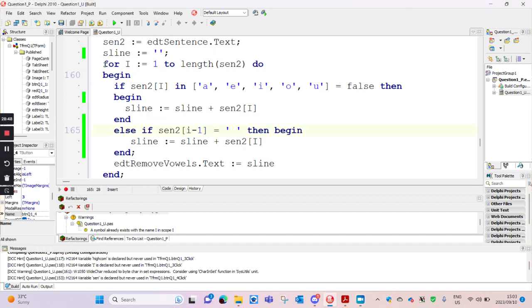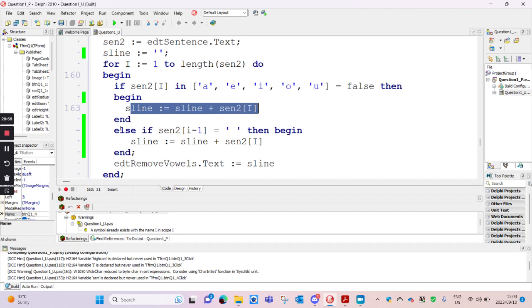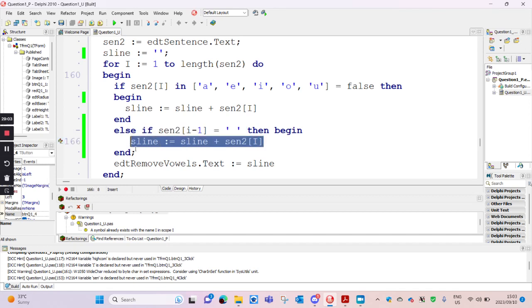Alright, and that's it. So taking our for loop, checking if it's a vowel, keeping the vowel, not a vowel, keeping the non-vowel consonant, and then checking if the letter just before was a space, and then keeping that vowel and displaying.